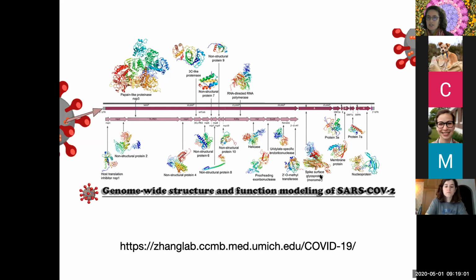So these proteins are the structural proteins. They include the spike protein that we already discussed, as well as that membrane matrix protein, a nucleoprotein that helps package the viral genome, and then some other proteins whose functions are less well understood.